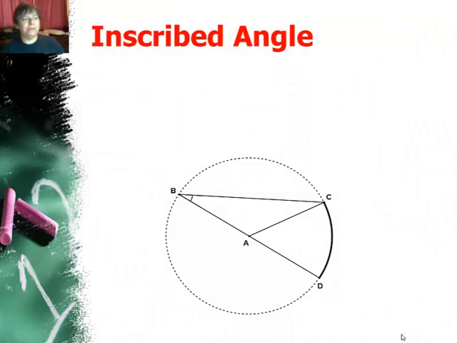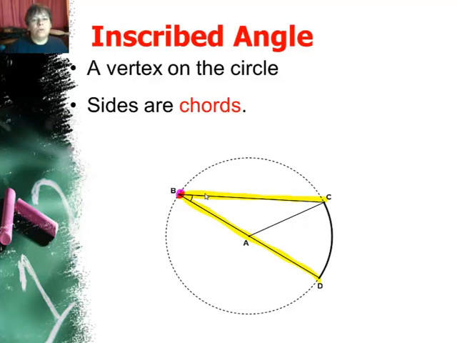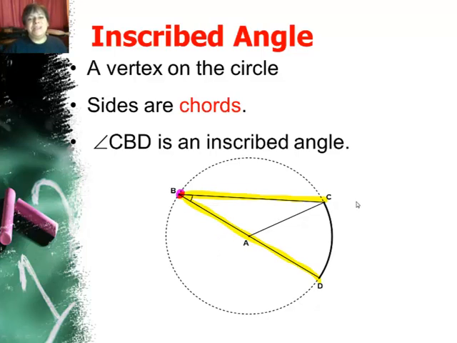Anyway, so we are studying inscribed angles. What the heck are those? Well, an inscribed angle is an angle that has a vertex on the circle, on the edge of the circle, and the sides are chords. So you can see that it goes from one point of the circle to the other. The chord can be shorter or longer, well, not longer than the diameter. So in this case, angle CBD is an inscribed angle.